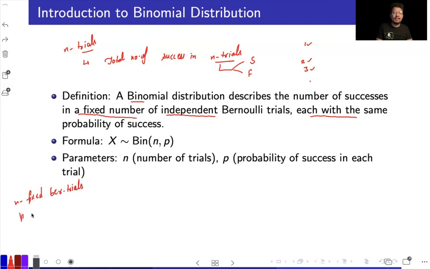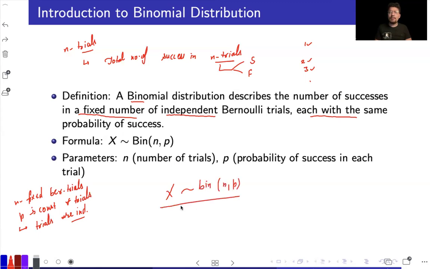Then we are having the P that is constant for all the trials. Third point, the trials are independent. So in that particular part, I'm going to define X, that is the number of success out of n Bernoulli trials. That is the idea. So denote X that follow some binomial distribution with n comma P.